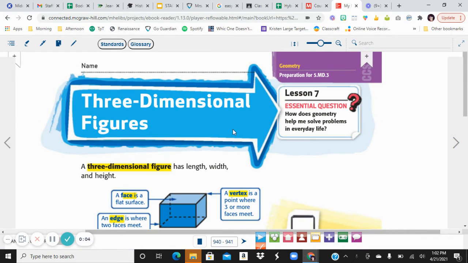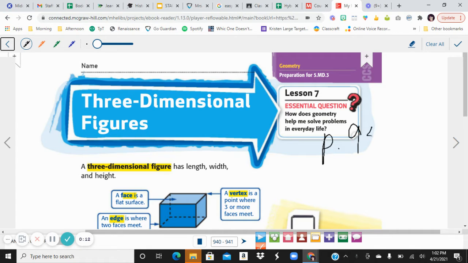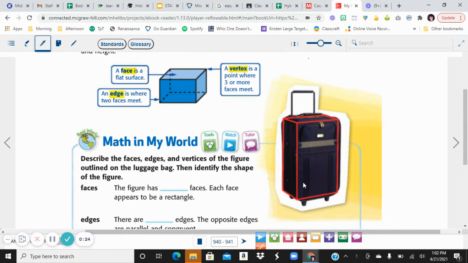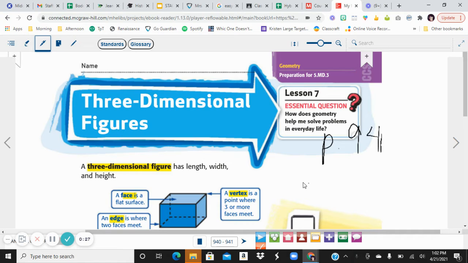We are jumping into chapter 12, lesson 7, and that is on page number 941. In your textbook, you should see this suitcase with rolly wheels. You know you're on the right place. And we are going to be working on three-dimensional figures.